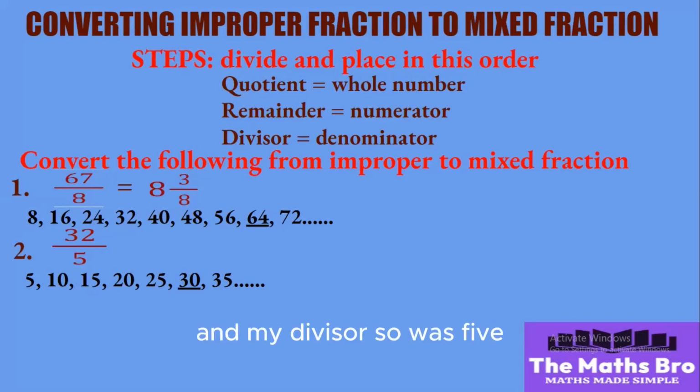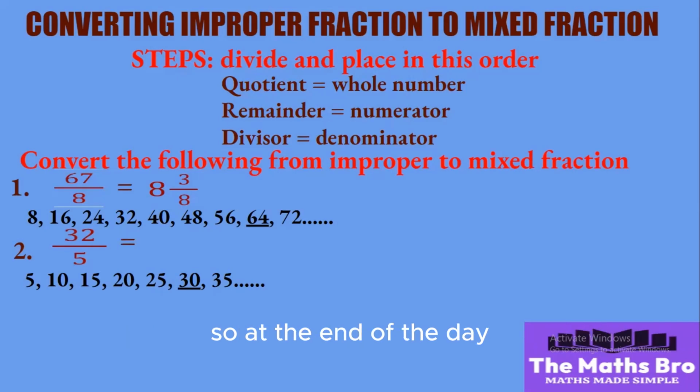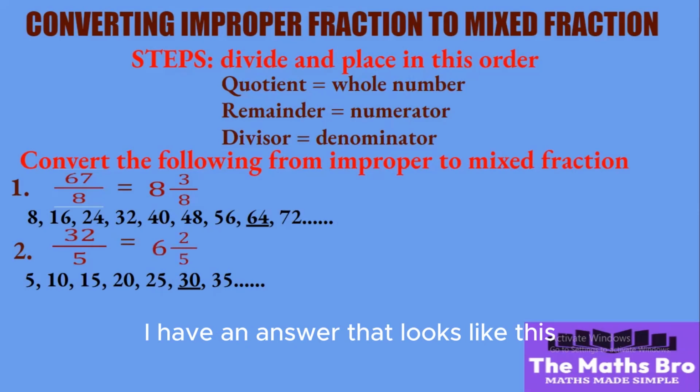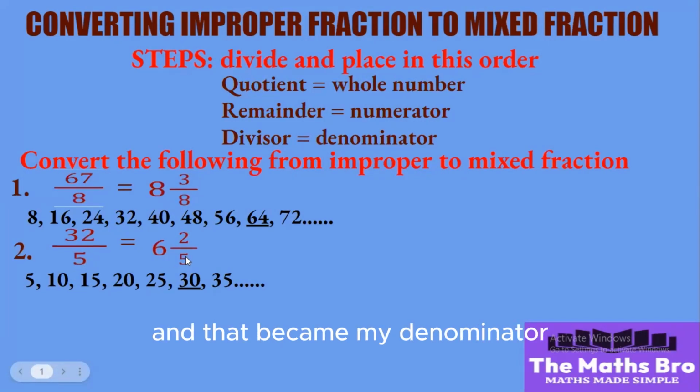And my divisor was 5, so that automatically becomes my denominator. So at the end of the day, I have an answer that looks like this: 6 whole number, 2 over 5, or 6 wholes and 2/5. My answer from my division was 6, and that became my whole number. My remainder was 2, and that became my numerator. And my divisor here was 5, and that became my denominator.